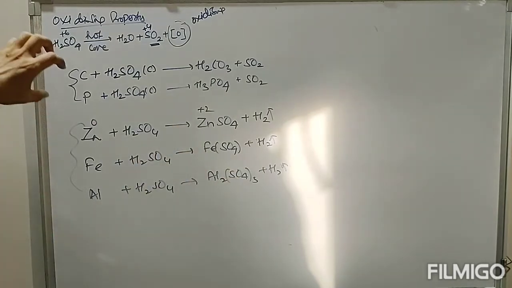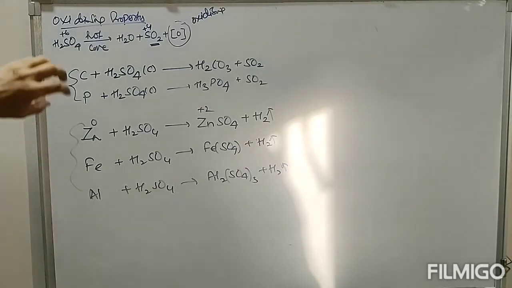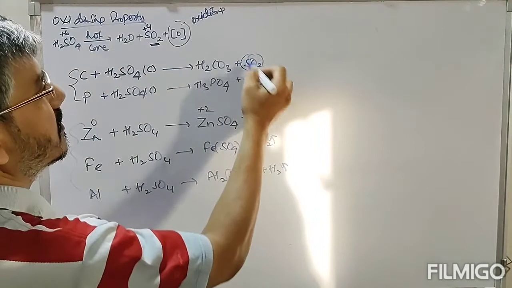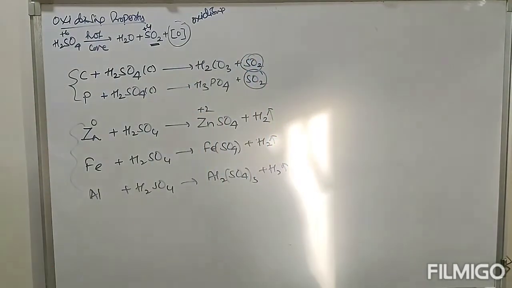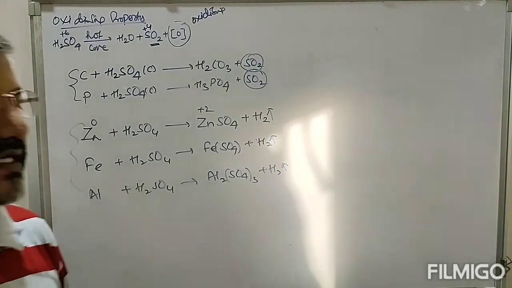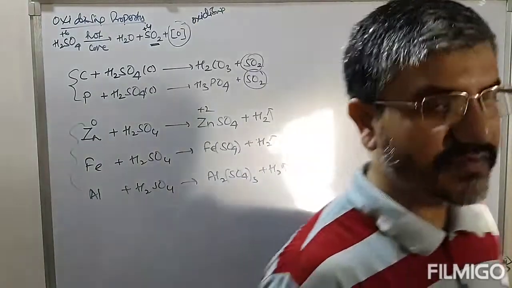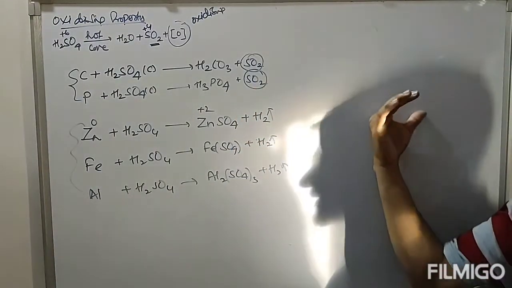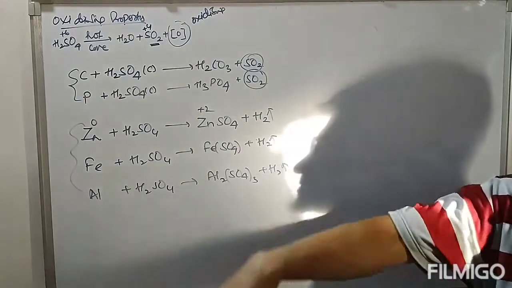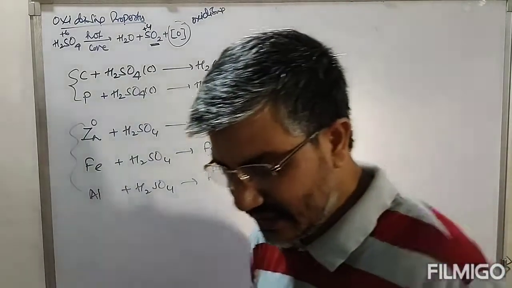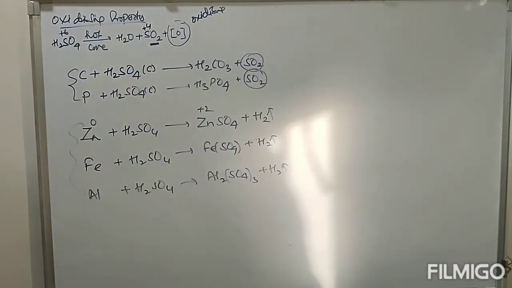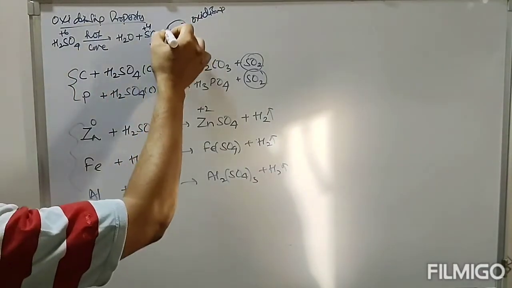But when this is acting as an oxidizing agent, it reacts with non-metals and this produces sulfur dioxide. And this sulfur dioxide gas is the gas which is used for conversion into sulfur trioxide, which is used for preparation of sulfuric acid. So this is some of the oxidizing property that I have explained, why this is acting as an oxidizing agent.